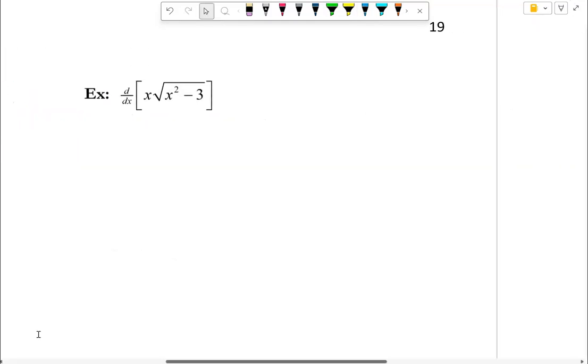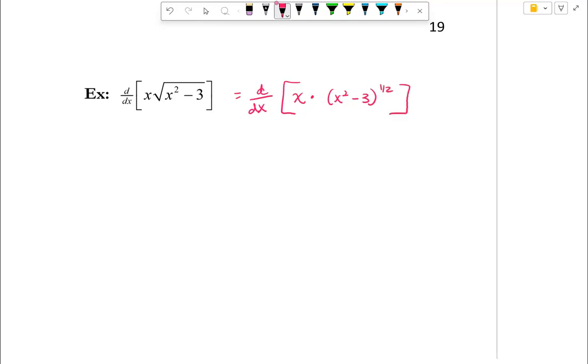All right, let's look at the next example at the top right of page 19. So we have, again, we're taking the derivative. We have x times the square root of x squared minus 3. And again, it's really going to help me, anytime we have a radical, to rewrite that as a power, because we don't have a rule for taking the derivative of a radical. We do have a rule for taking the derivative of a power. So I'm going to write that to the 1/2 power.